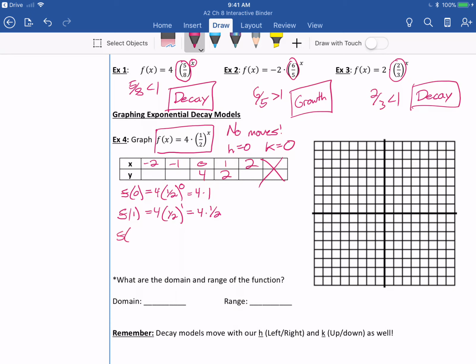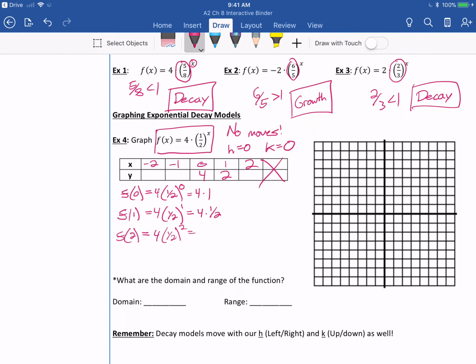And the last positive one, f of 2 equals 4 times 1/2 squared. Again, if you don't know these, I'm okay with you plugging them into your calculator, but 1/2 to the second power is going to be 1/4. So 4 times 1/4 is going to be 1.